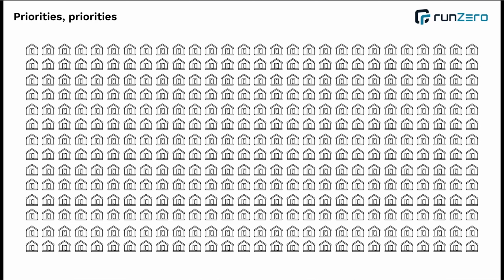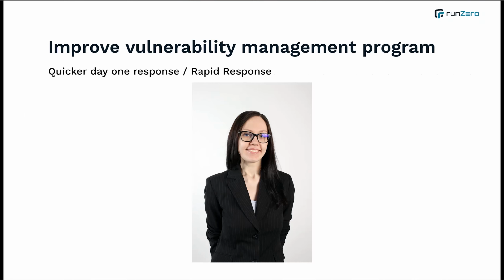So asset details, knowing what it does, and network context, knowing where it is. Both of these help with prioritization of vulnerabilities. And how do you know about asset details and network context? Obviously from runZero. Finally, on to the third way that runZero can help with a vulnerability management program.